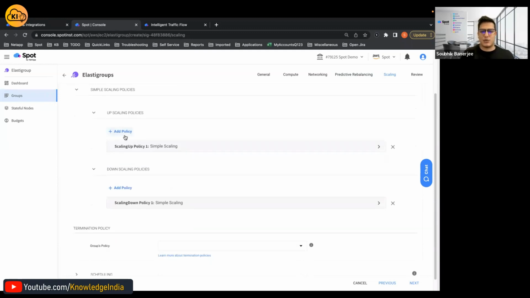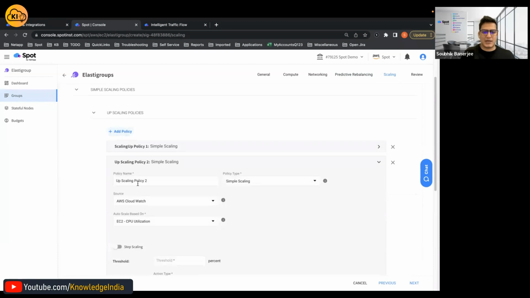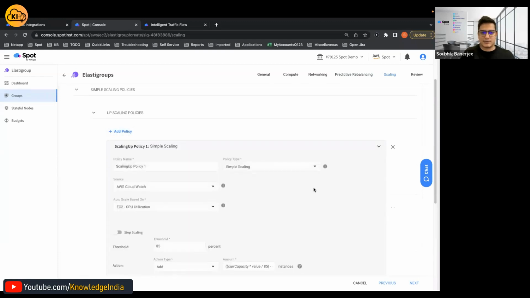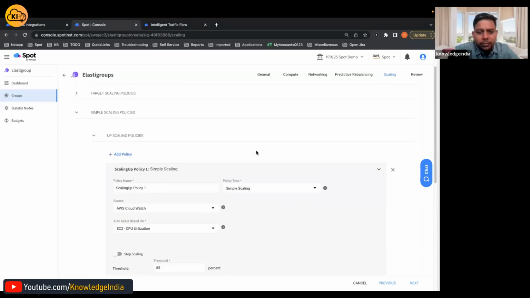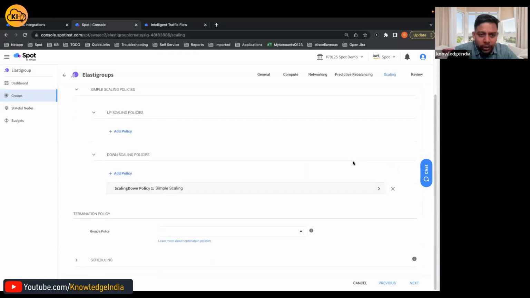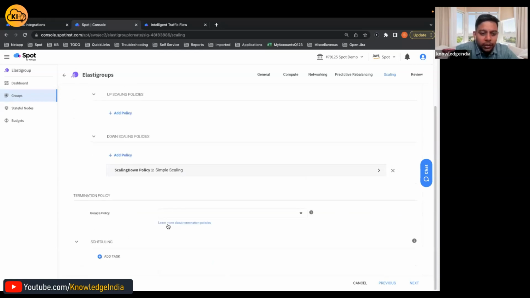For example, if you want, you can give a CPU scaling policy, right? This policy is already there, so it is taking from AWS CloudWatch, right? This is quite similar to our auto scaling, so I think we can just skip that part. That is simple. So here only you are saying we have that scheduling thing, right?